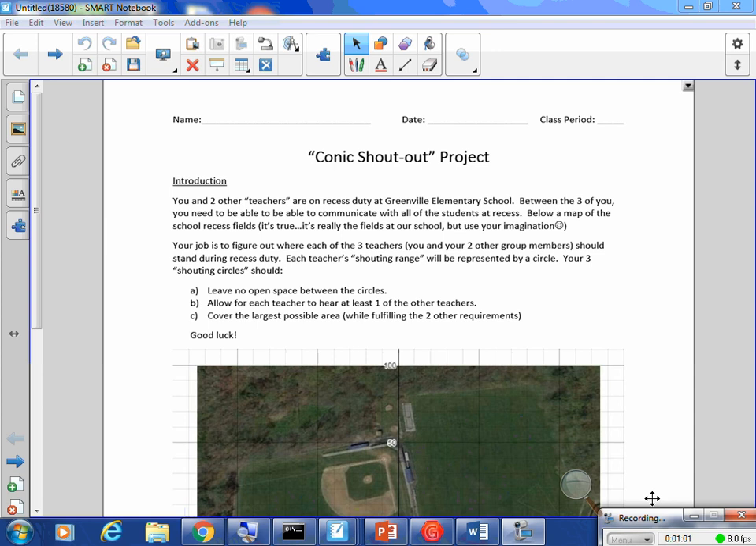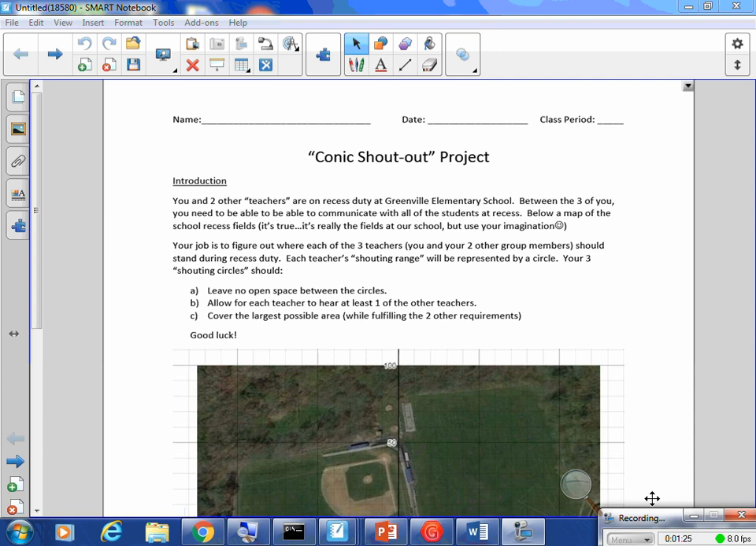Each teacher's shouting range will be represented by a circle. Your shouting circles should, and these are the three criteria for the circles: A, leave no space between the circles. B, allow for a teacher to hear at least one of the other teachers. And C, cover the largest possible area while fulfilling the other two requirements.